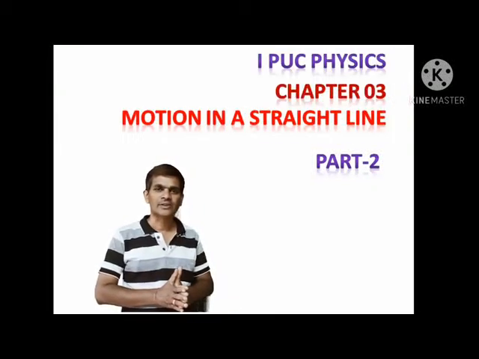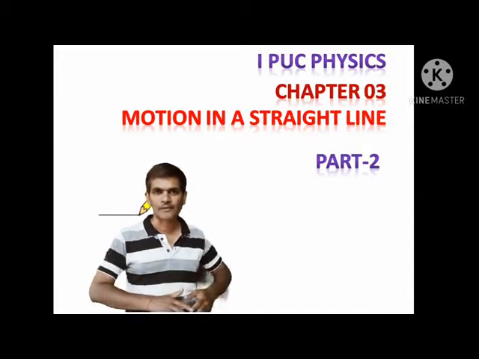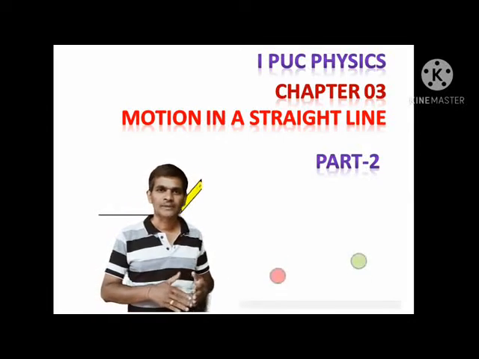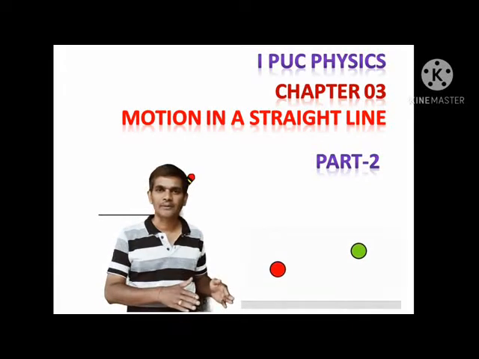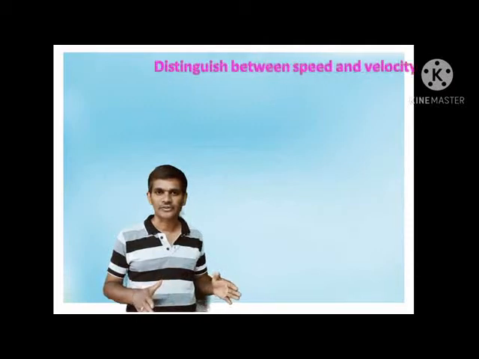In last class, we were discussing the third chapter of first basic physics, that is motion in a straight line. And in this chapter, we studied speed and velocity. And today we will first see what are the differences between speed and velocity.